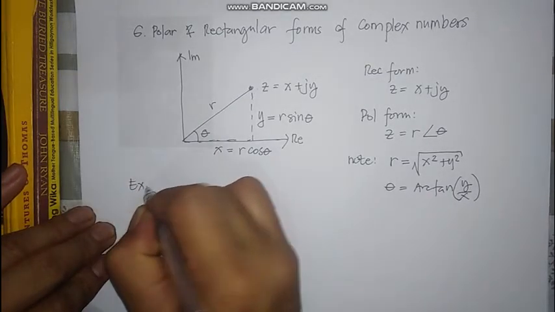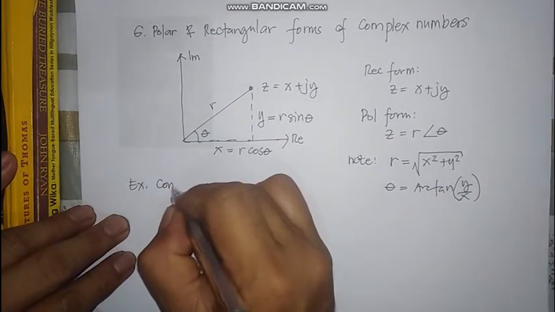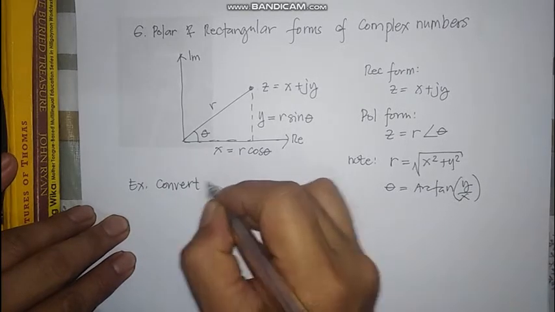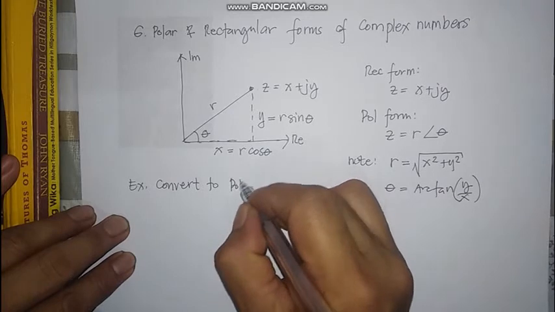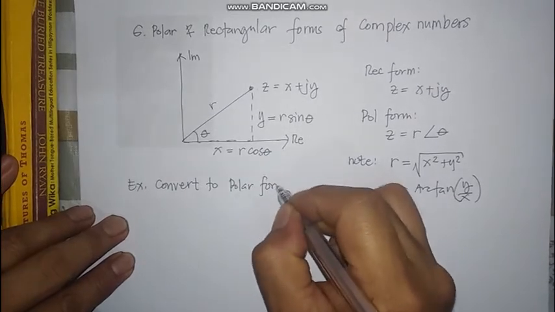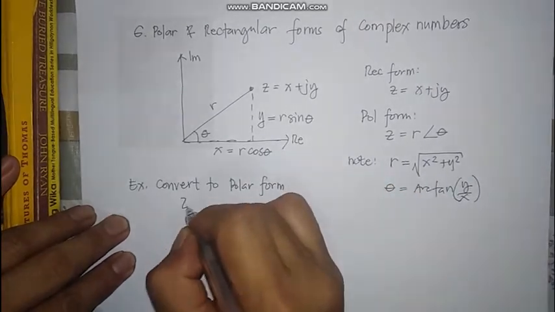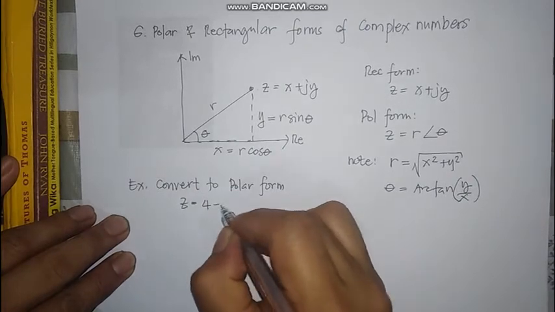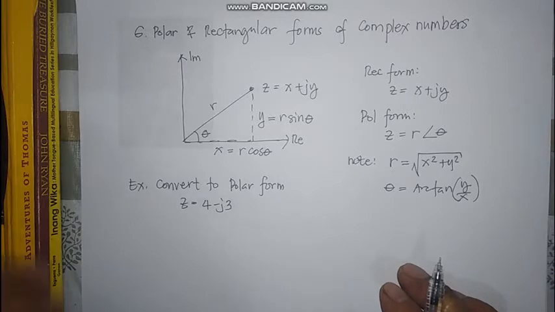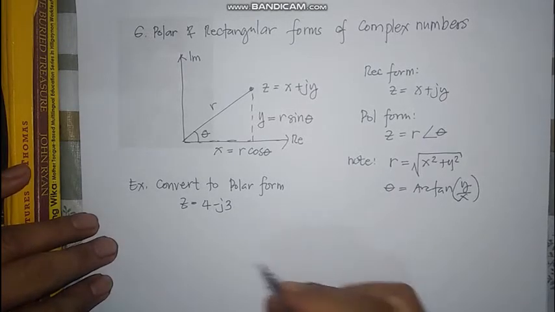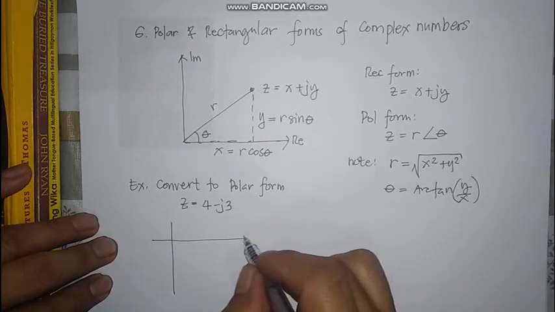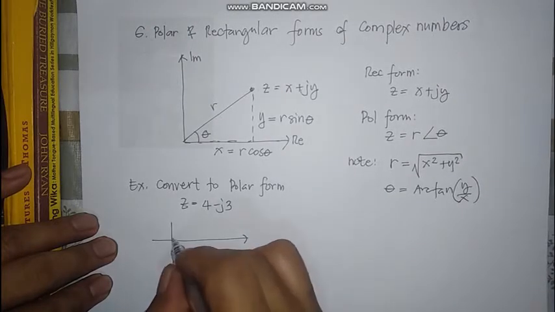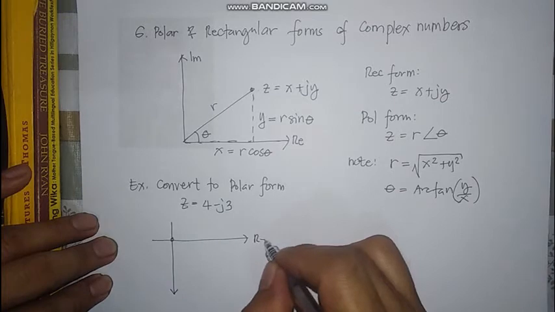Okay, let's have an example here. In our example, we are going to convert the rectangular form of the complex number to its equivalent polar form. So we will convert z equals 4 minus j3 to its equivalent polar form. How are we going to do that? First, we will represent this complex number in the Argand diagram.